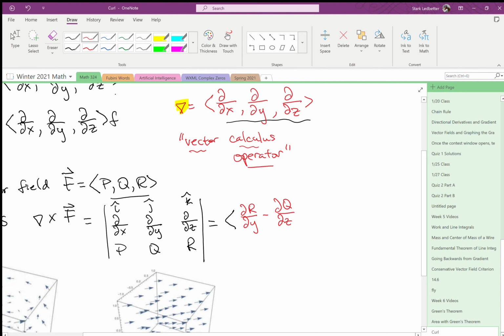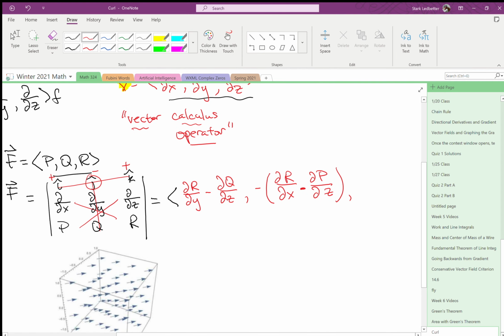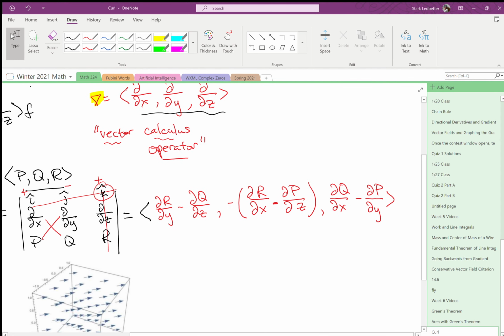Okay. And then remember these signs for determinant. We've got to alternate signs. So this is negative, and then we cross out that row and column, take that 2x2 determinant. So partial R with respect to x, minus partial P with respect to z. Be careful of what we're doing. Okay, this is a vector, but then all the components have to be scalars. That's good. Otherwise, we'll be lost. Okay, and then last one, we're back to positive sign. Cross out that row and column, determinant of that 2x2 minor: partial Q with respect to x minus partial P with respect to y. Okay, so that's the long form of the formula for curl.